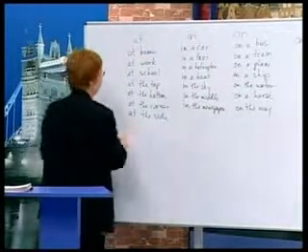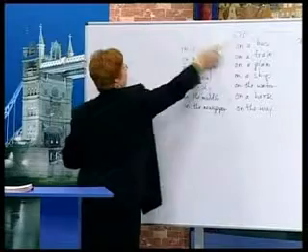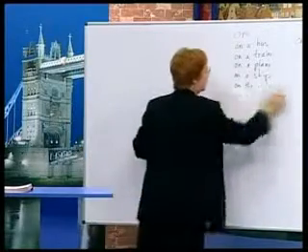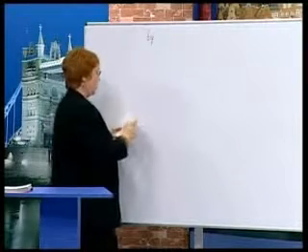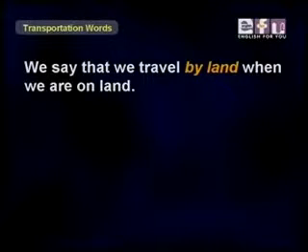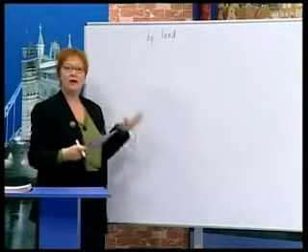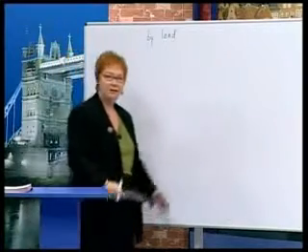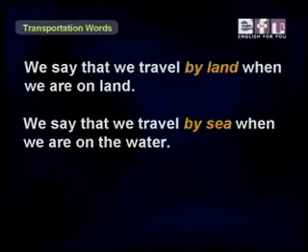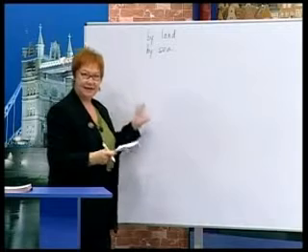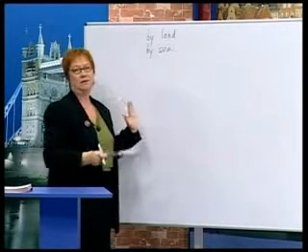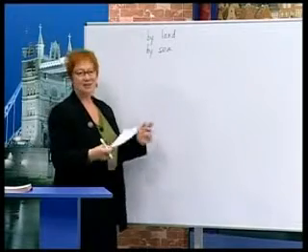Now, let me make some space here, and I'll show you another preposition that we use to talk about travel. This one is by. Okay? So we say that we travel by land when we are on land. I'm on land, I travel by land. We travel by sea when we are on the water. For example, the sea or the ocean.